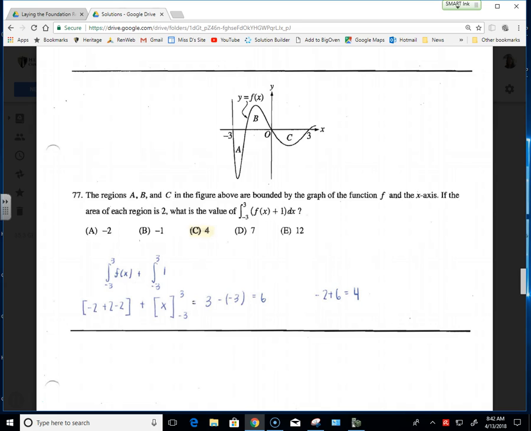Let's go to FRQs if you guys want to be looking there. Here we go. The regions A, B, and C, areas under an integral. If the area of each region is 2, what's the value of the integral? Something to note: if you're going from -3 to 3, isn't that the normal direction? Okay, so that's the normal direction. If it was backwards, I'd have to make all the signs opposite.